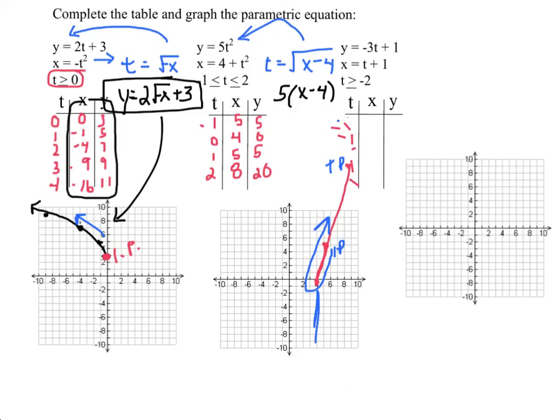So x is t plus 1, so -2 plus 1 is -1, 0, 1, 2, 3. Y is -3t plus 1, so -3 times -2 plus 1 is 7. -3 times -1 plus 1 is 4. -3 times 0 plus 1 is 1. -3 times 1 plus 1 is -2. -3 times 2 plus 1 is -5. Okay. So again, we have an initial point here, but we won't have a terminal point.